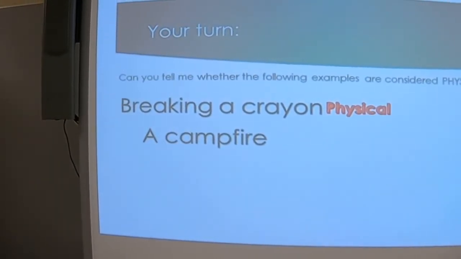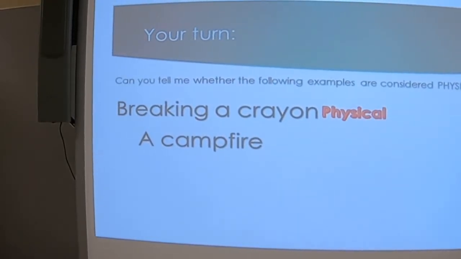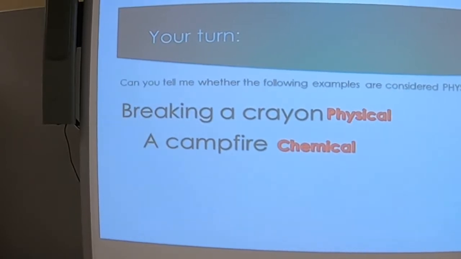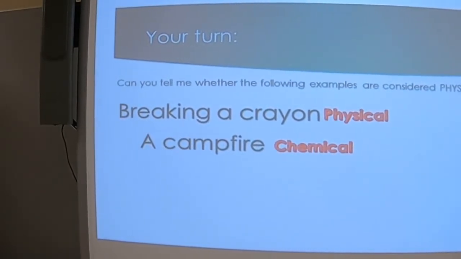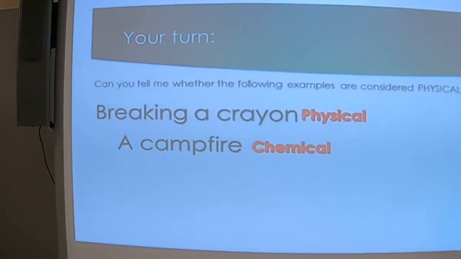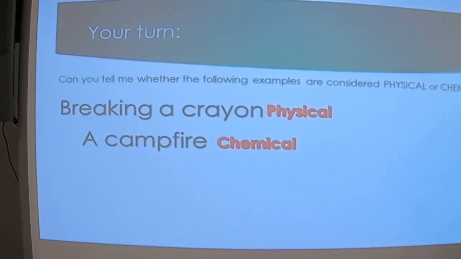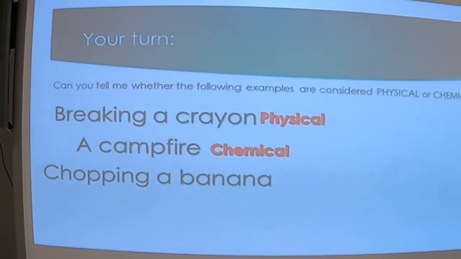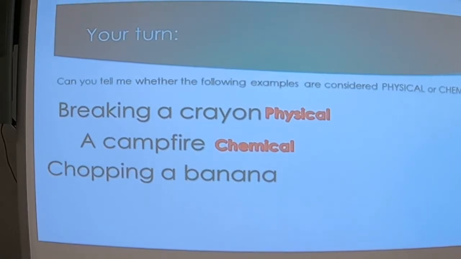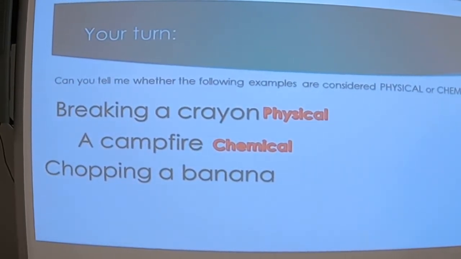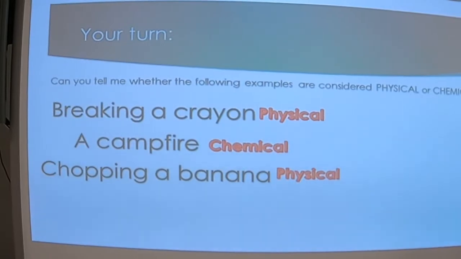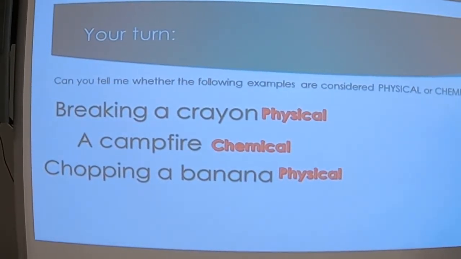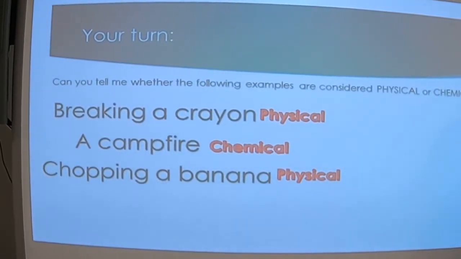The next one is lighting a campfire. Would that be physical or chemical? That would be chemical, that's right, because just like our match, you are giving off light and heat. And then the wood that you're burning would become ash, just like our paper did. The next one is chopping a banana. Would that be physical or chemical? Very good. That would be physical because all you're doing is changing the size and the shape. You still have a banana.